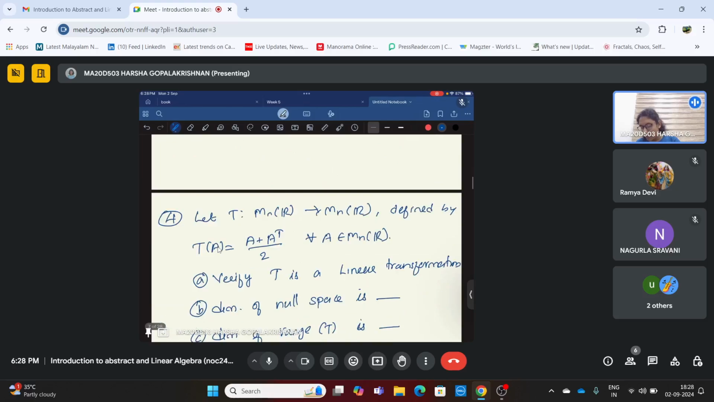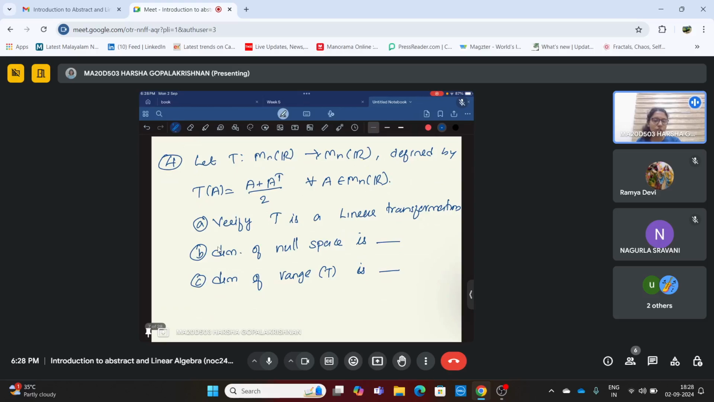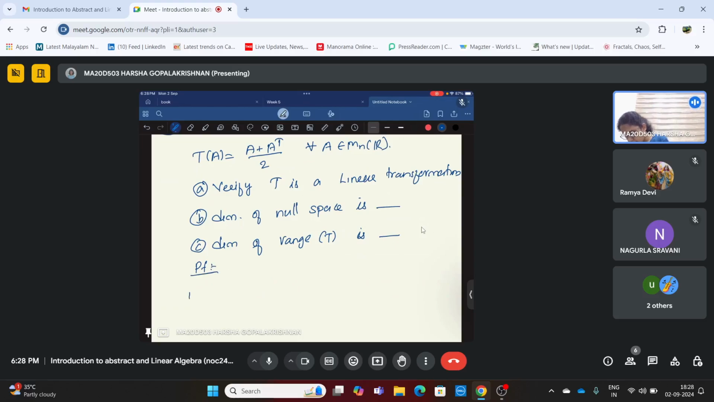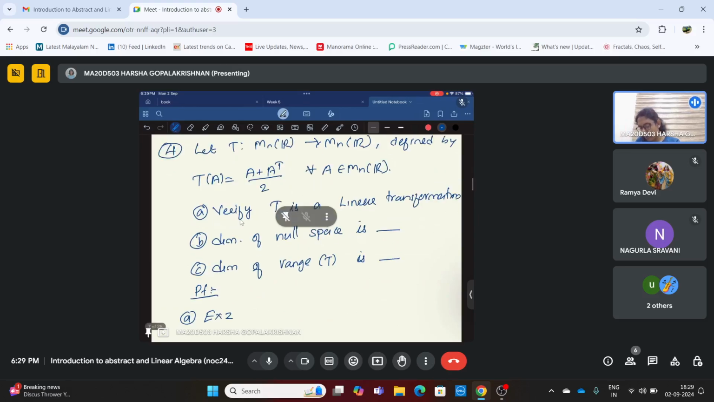Now it may seem a bit complicated, but let us go to this question. T is a linear transformation from Mn of R to Mn of R, defined as T of A equals A plus A transpose by 2. First we need to check that T is a linear transformation. That's very easy, so I am leaving it as an exercise, or if anyone wants me to do it, I can. You just need to check T of A plus B equals T of A plus T of B. Just by observing, it follows directly. In the same way, scalar multiplication also. If anyone has a doubt, just let me know. Otherwise we will go to the B problem.